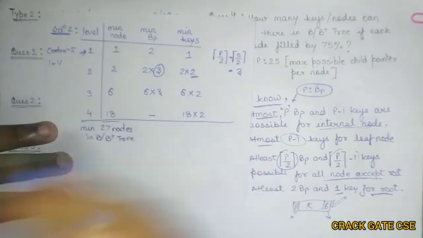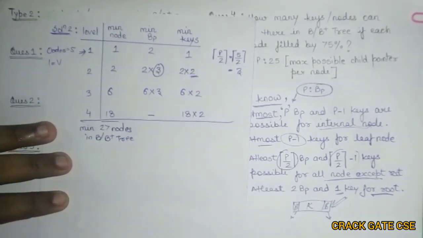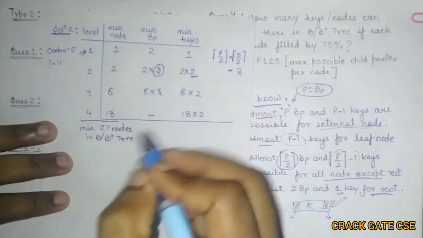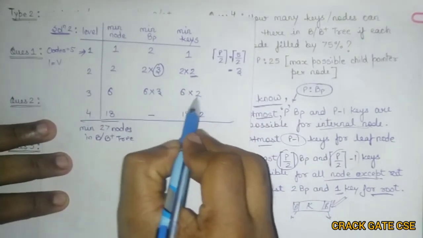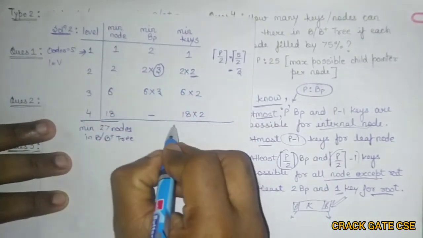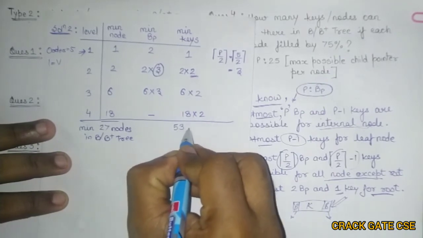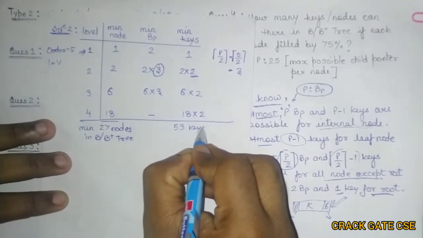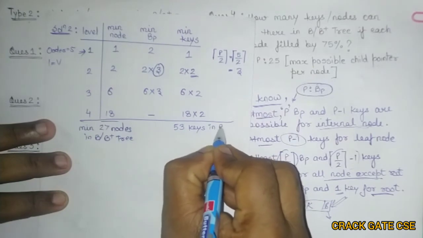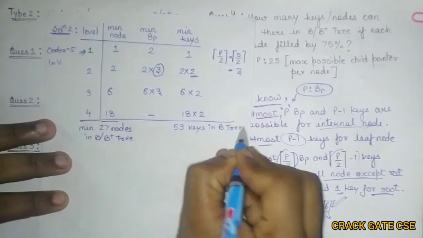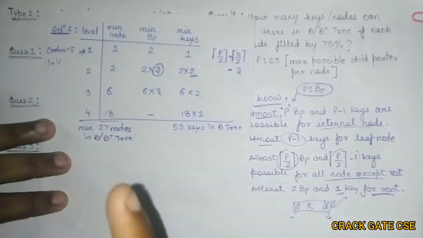Now we have to find out the minimum keys for B tree. So sum all these values. This will be 36 plus 12 plus 4 plus 1. So this will be 53. So minimum 53 keys can be there in B tree, because these values are not duplicated.